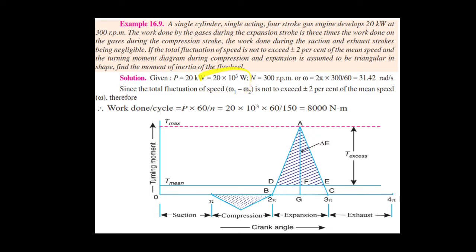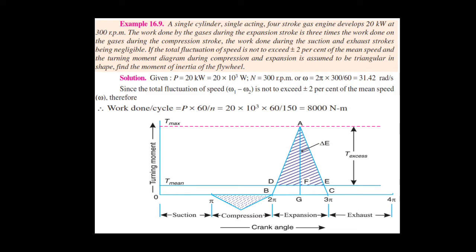Instead of 20 kilowatt, we have to convert it into watt, multiplied by 10 to the power 3. N is equal to 300 rpm. Omega is equal to 2 pi N divided by 60, converted to radians per second. So Cs is equal to 0.04. No need to put the percentage.